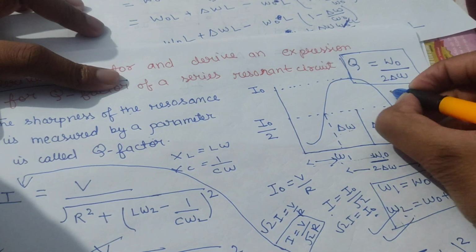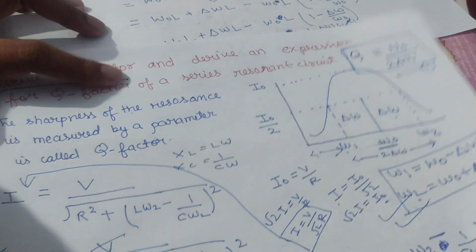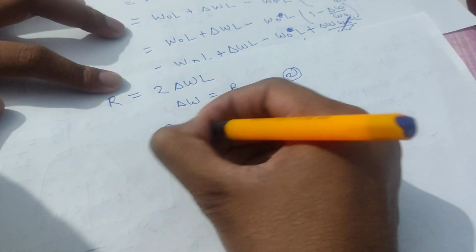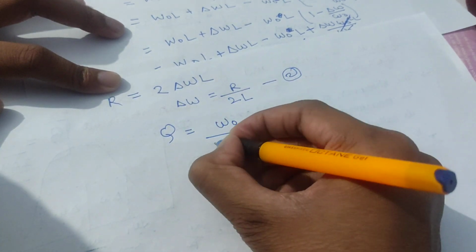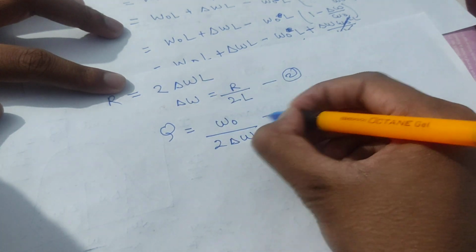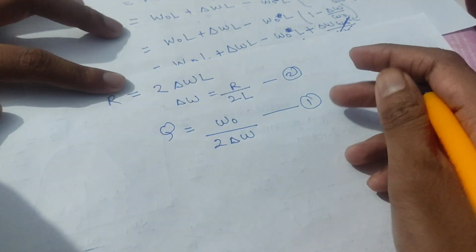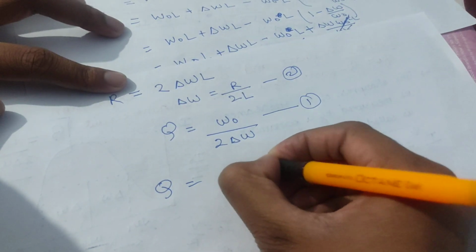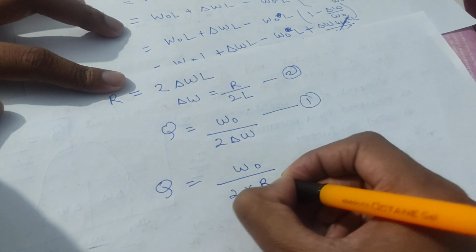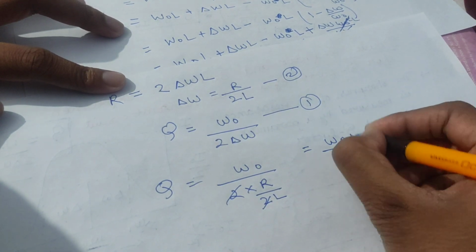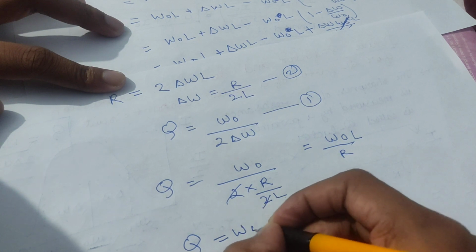This is going to be our equation 1, and what we solved is equation 2. Take it as equation 2, and we know the Q factor is omega naught by 2 del omega. So put equation 2 in equation 1. After putting it, we'll get R by 2L, so it will become omega naught L by R. Okay, finally we got our Q factor.